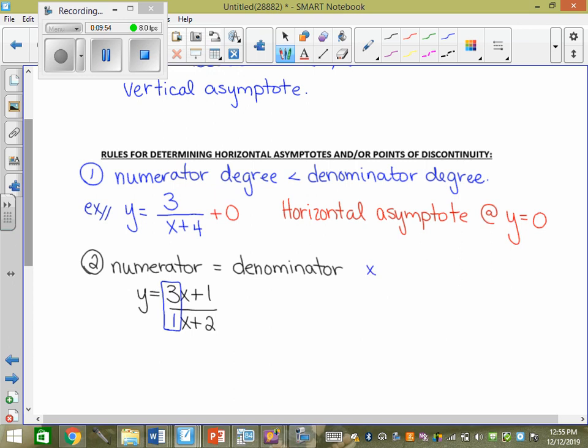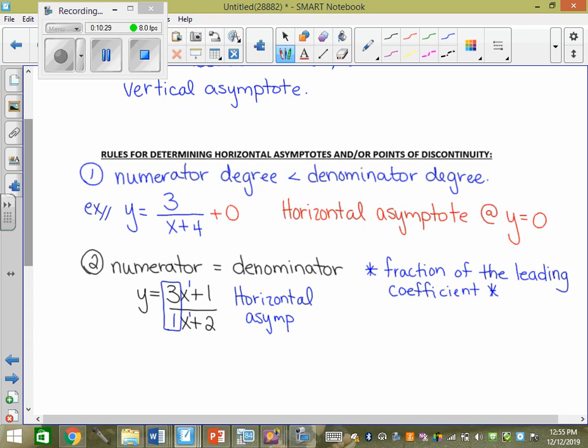So when the numerator is the same degree as the denominator, you take a fraction of the leading coefficients. So these are both degree 1, because this is x to the 1, this is x to the 1, and then we take a fraction of their leading coefficients. So this one is going to have a horizontal asymptote at y equals 3.